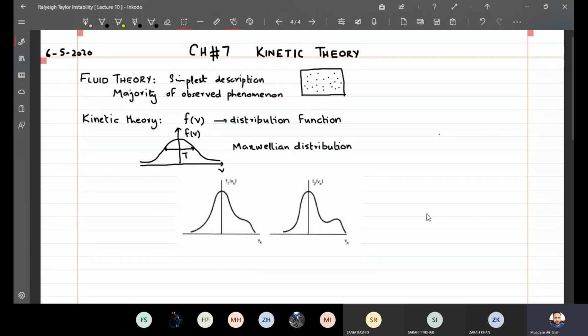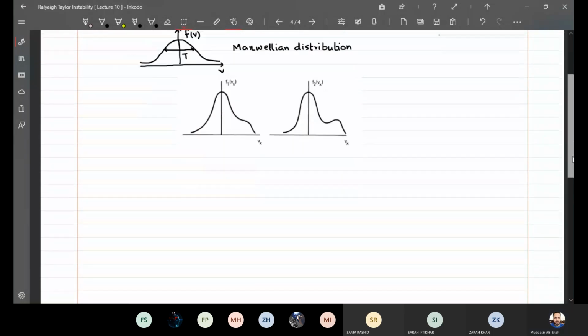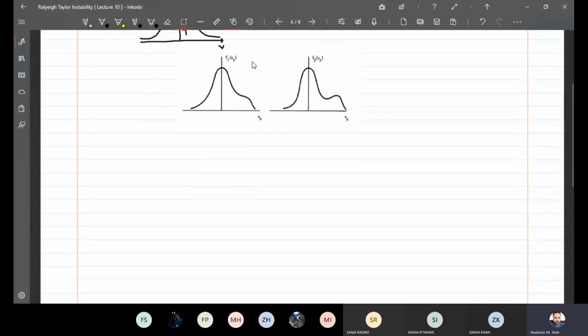Okay, now you can see there are two different distributions, F1 of v_x and F2 of v_x. These two distributions are different, and their behavior will be totally different. But the fluid theory cannot distinguish between these two distributions unless the area under the curve is the same. Area under the curve will give you the total number of particles.